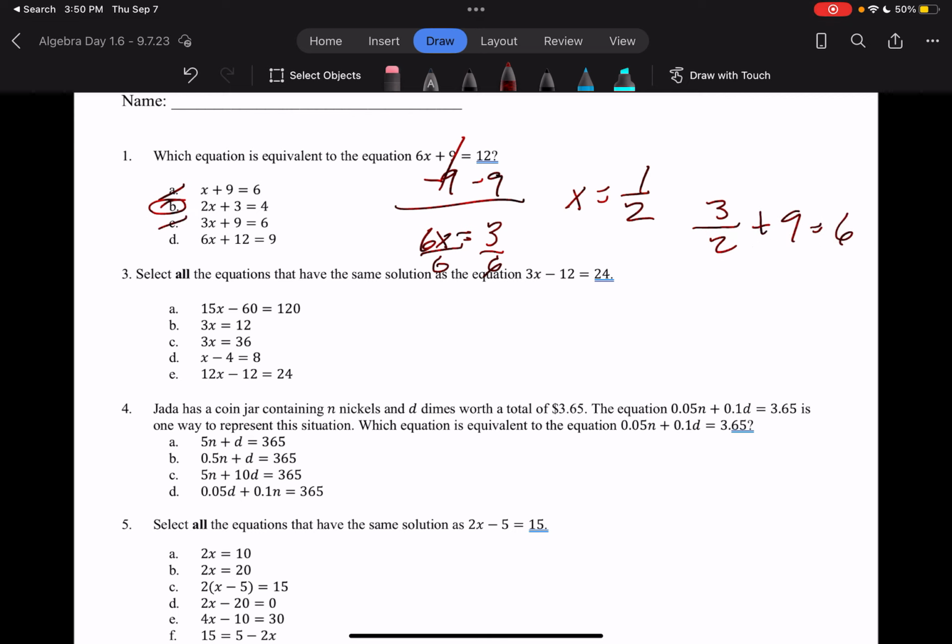We can cross that out. If I do 6 times 1/2, I'll get 3 plus 12 equals 9. That is not true, so that does not work. Okay? The next one says select all the equations that have the same solution.